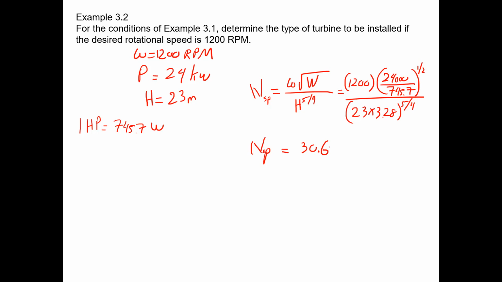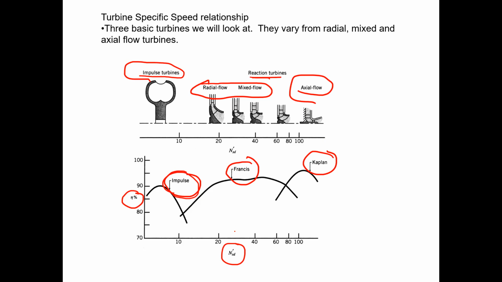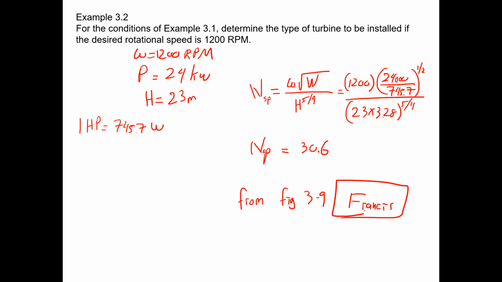So if I go back to my graph here, 30.6 lands me about here on the x-axis for specific speed. That lands me right in the middle of the Francis turbine region. So basically for this problem, again, this is from figure 3.9 in your book, we would end up with a Francis turbine.